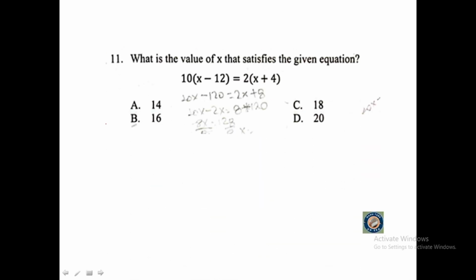Question number 11. What is the value of x that satisfies the given equation 10 times (x minus 12) equals 2 times (x plus 4)? A. 14, B. 16, C. 18, or D. 20?